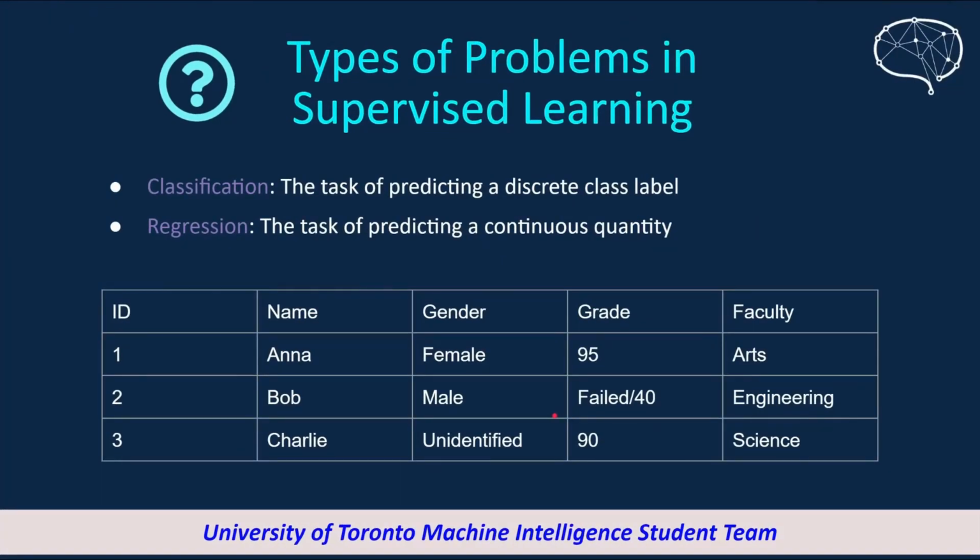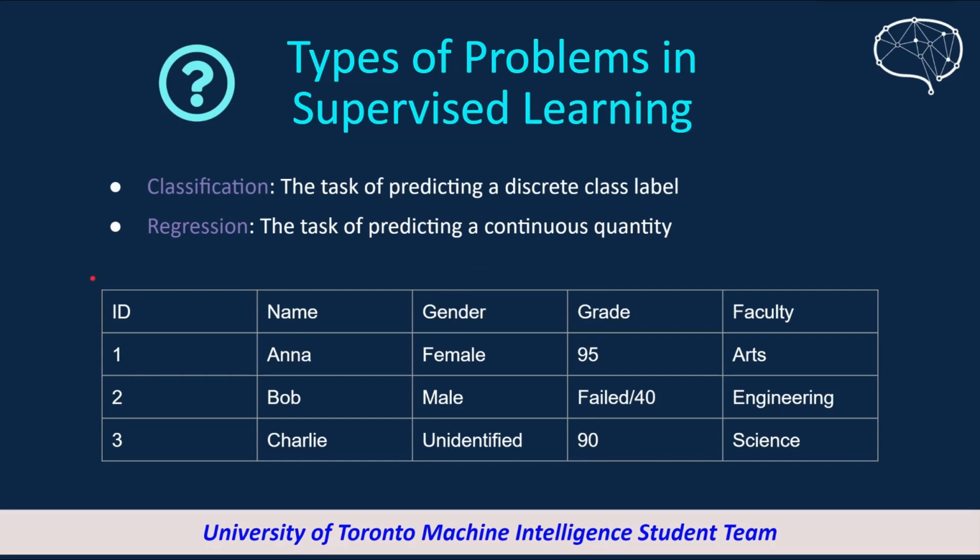Now there are some types of problems in supervised learning, mainly two. One is called classification, the task of predicting a discrete class label. The other is called regression, which is the task of predicting a continuous quantity. So you can see, classification is dealing with a discrete class label or categories of data, and regression is dealing with a continuous quantity, which are numerical numbers, for example.